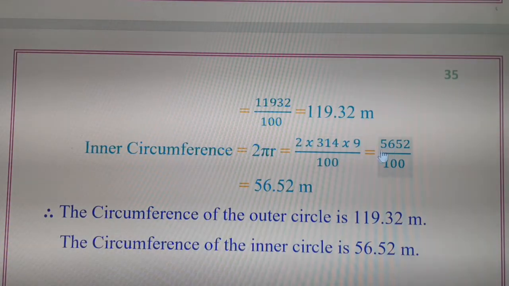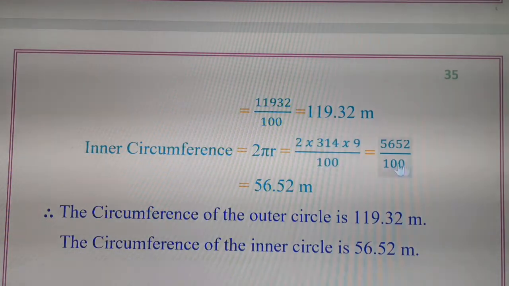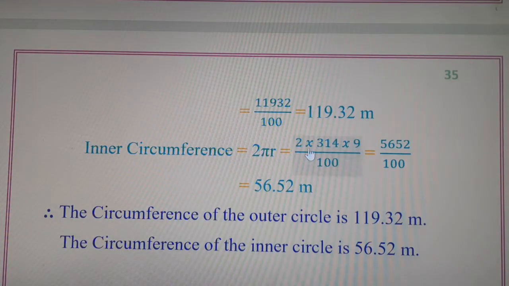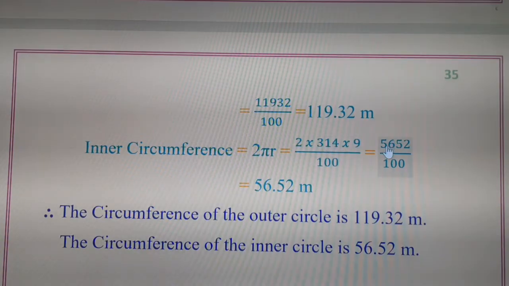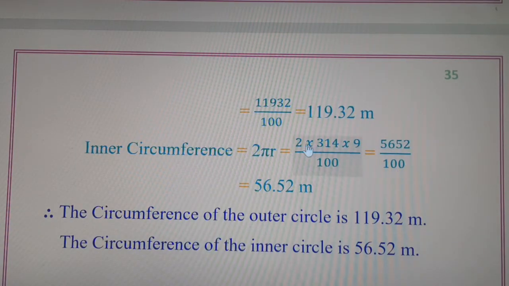In the next step, we'll multiply the numerator 3 integers and then write it as 5652 upon 100. Denominator 100 we copy as it is. 9 2s are 18, and 18 multiplied by 314, the answer is 5652. So in the numerator we'll write 5652 upon 100. Children, you can check out the multiplication of these 3 integers in the rough column in your notebook and check whether your answer is correct or not.